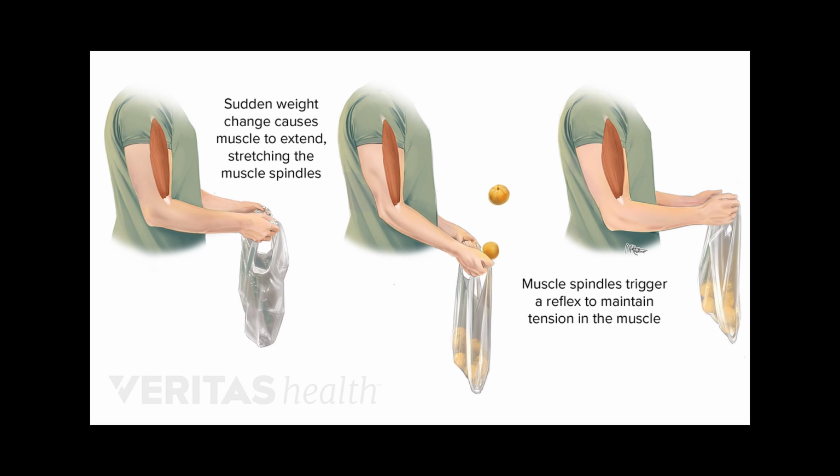As seen in this photo, sudden weight can cause muscle to extend, stretching the muscle spindles. When a muscle spindle triggers a reflex to maintain the tension of the muscle, this is caused by the depolarization of the proprioceptor.